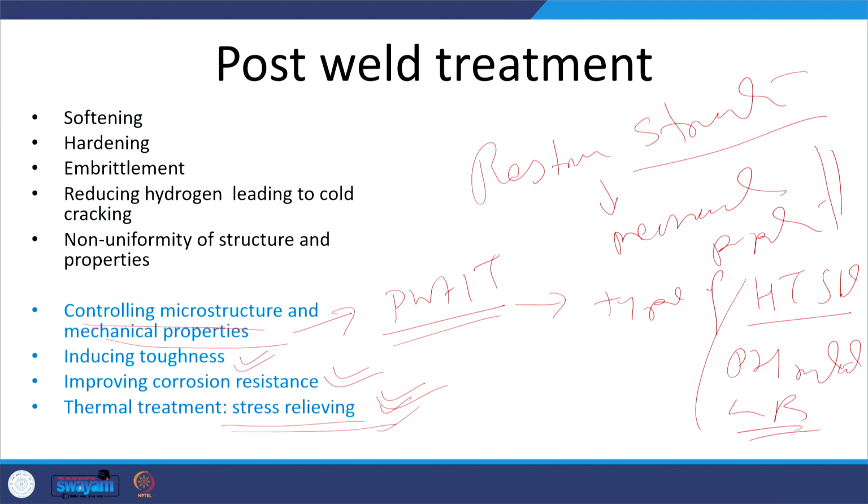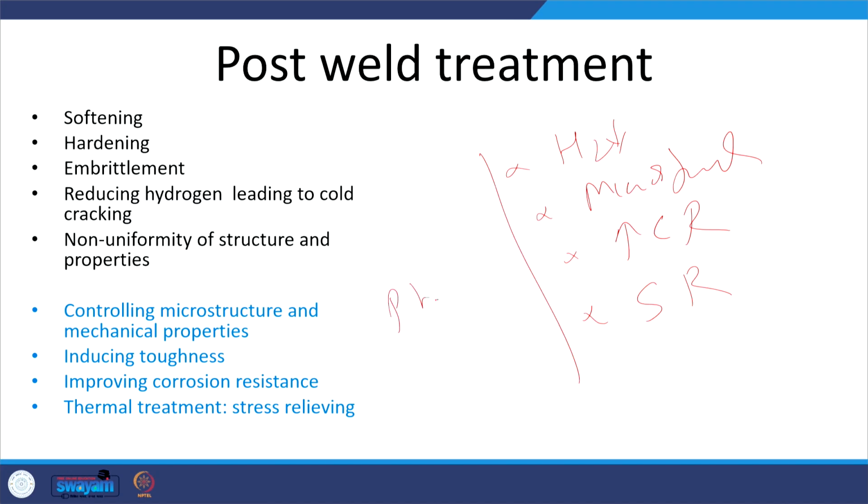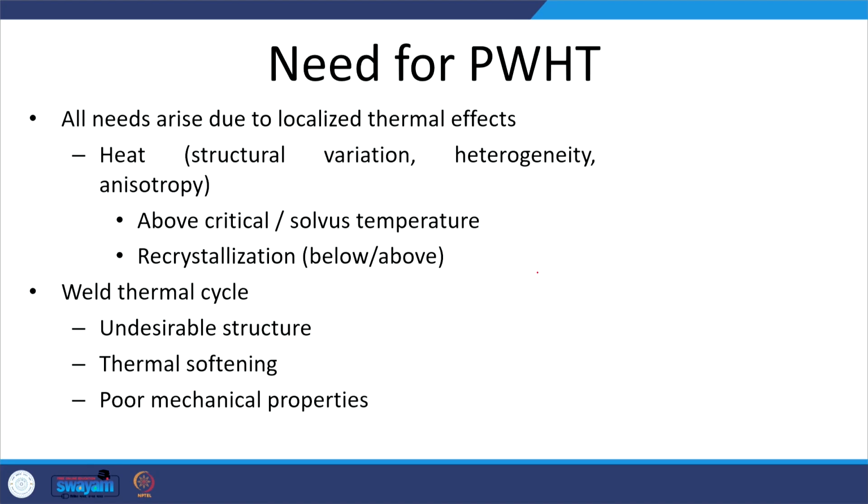Okay. So post weld heat treatment helps in multiple ways: it can help in reducing the hydrogen content, developing the desired microstructure, improving the corrosion resistance, and stress relieving. So these are the multiple benefits that are realized through post weld heat treatment. As far as the need is concerned, I have already explained a lot. Because of these heterogeneities in microstructure and non-uniformity in mechanical properties, it becomes important that the structure is restored, so that the base metal properties are realized.